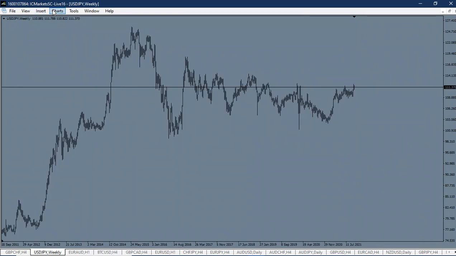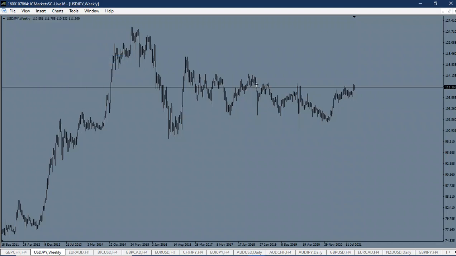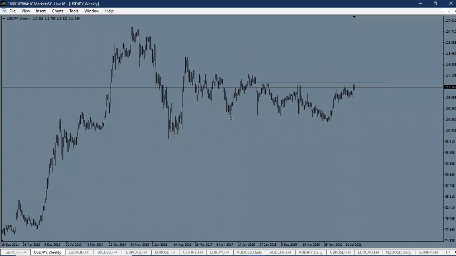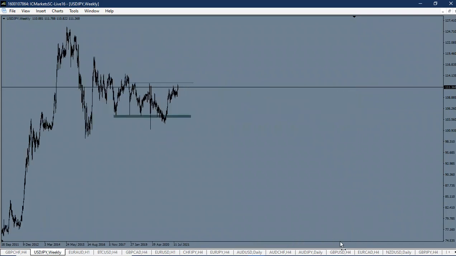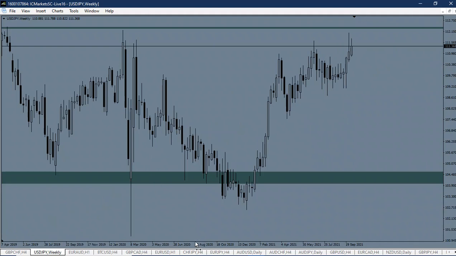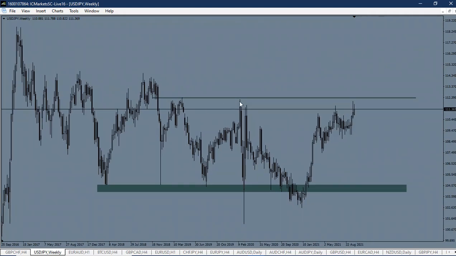So this type of correction was in a rectangle-like formation. So this is how it's been for the last few months. I'm starting it here because it's our most recent correction, as you can see from this point here.